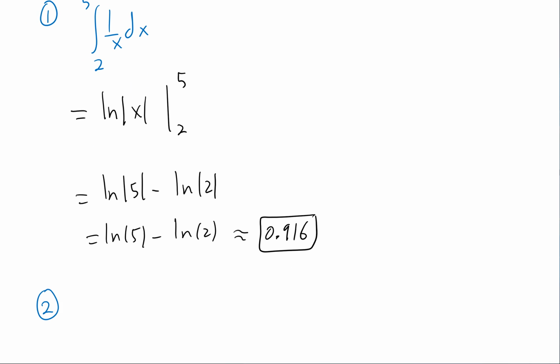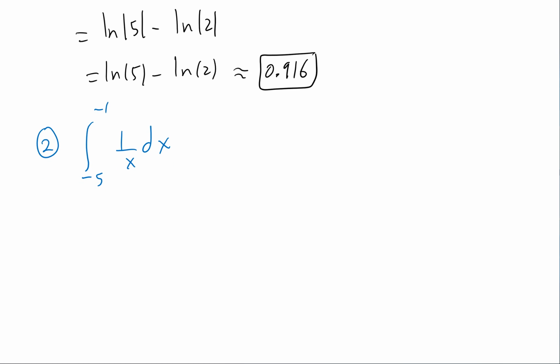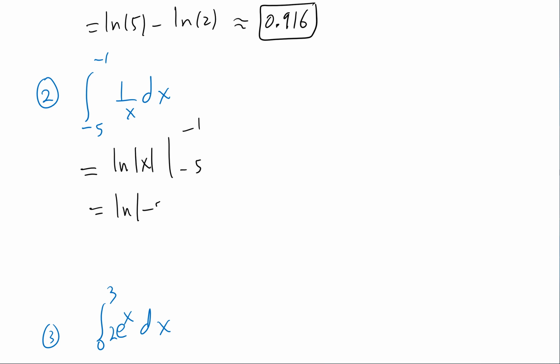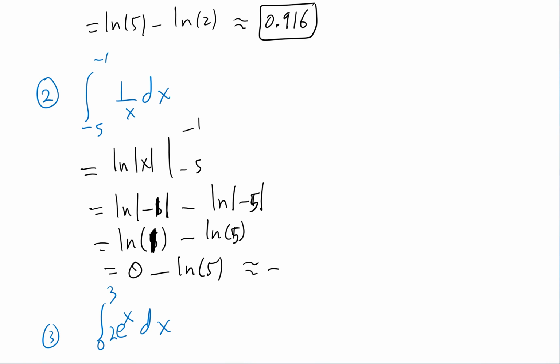Next one, if we need to calculate more, integral -5 to -1, same function. So again, this same thing, natural log of the absolute value of x from -5 to -1. The difference is just there's negatives involved here. So the absolute value cancels the negative in each one of them. Oh wait, I put -1, it should be -1 first, then -5. So it's natural log of 1 minus natural log of 5. This is 0 minus natural log of 5, which gives me -1.609.